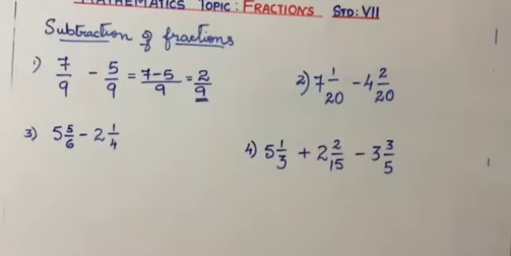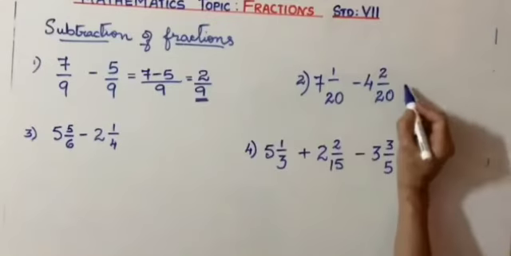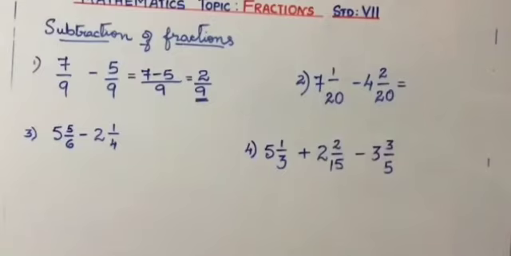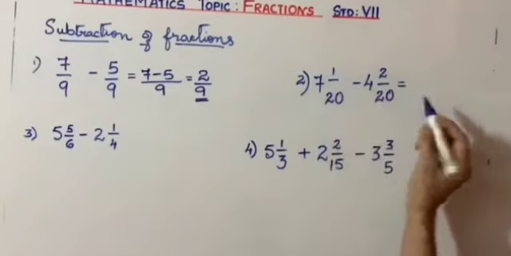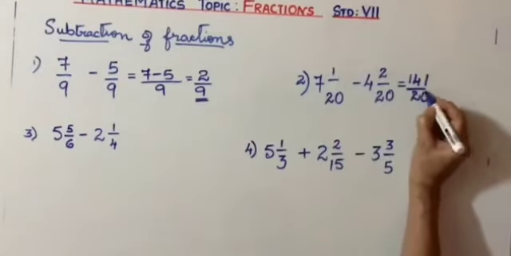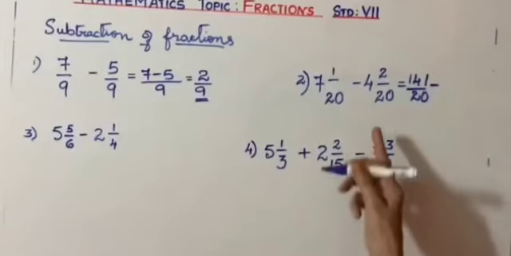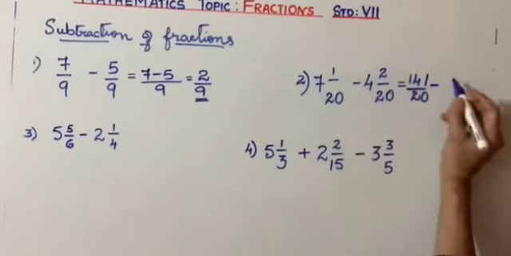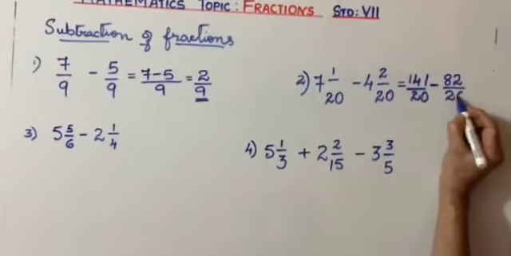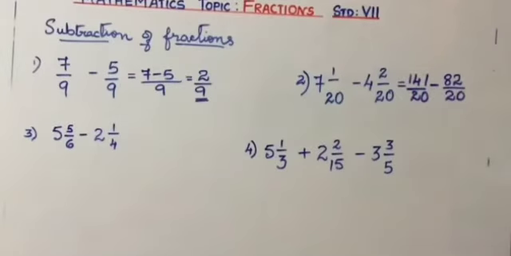The next one is 7 1 by 20 minus 4 2 by 20. So this is 20 into 7 is what? 140. Is it not? 140 plus 1, 141 divided by 20 minus 20 into 4 is 80. 80 plus 2 is 82. I hope you are with me. Do it in your books simultaneously, children.